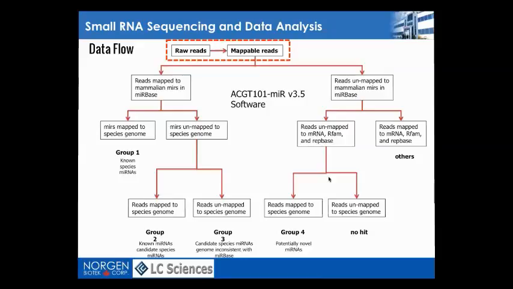This is just a brief overview of the workflow that our software goes through when analyzing the data. Basically, you have raw reads, you map them, transfer them into reads mappable to the genome, and then you have basically two groups: those that do match mammalian microRNAs in miRBase, and those that don't. This is assuming a mammalian sample, of course.